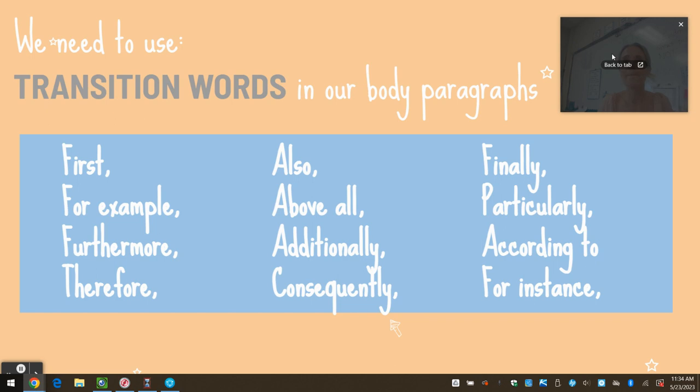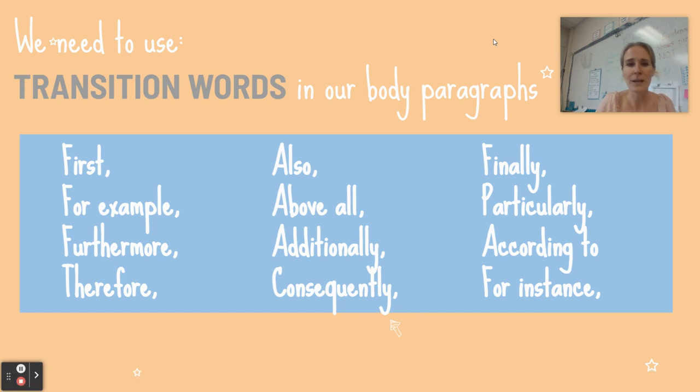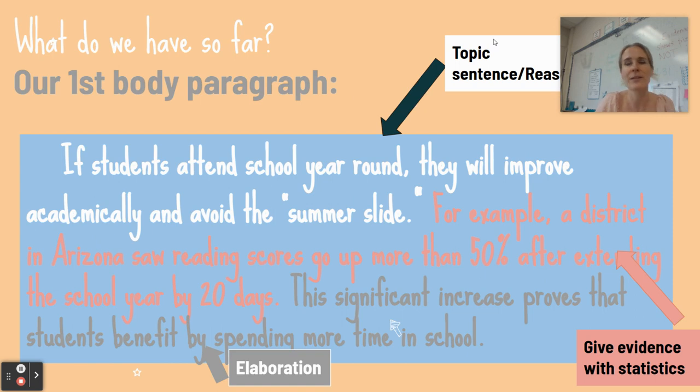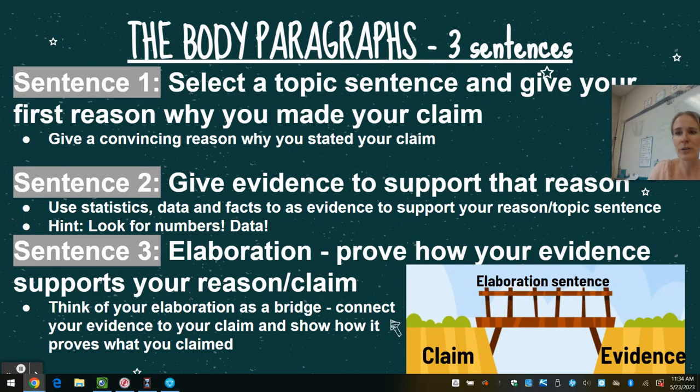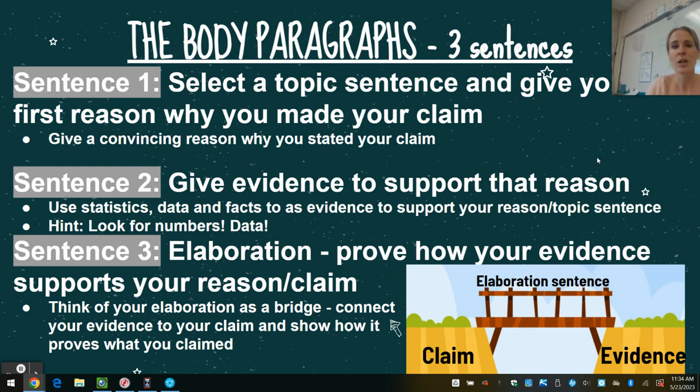When we do a body paragraph, we want to make sure we're always using transition words. Start shouting out for me some transition words that you might use in your body paragraph. First, also, finally, for example, for instance, according to the article, right? What transition word did I use in my evidence? For example, okay? All right, so in your notes and also in your Google Classroom under this assignment, you have these notes about writing a body paragraph. Sentence 1, give your first convincing reason why you made your claim. Sentence 2, you're going to pull out statistics, data, facts to support the reason you gave. And then your elaboration, you're going to bridge your evidence to your claim. Why does this prove what you said?